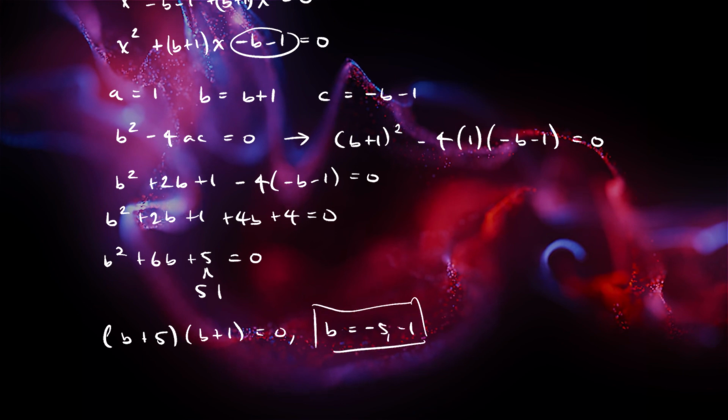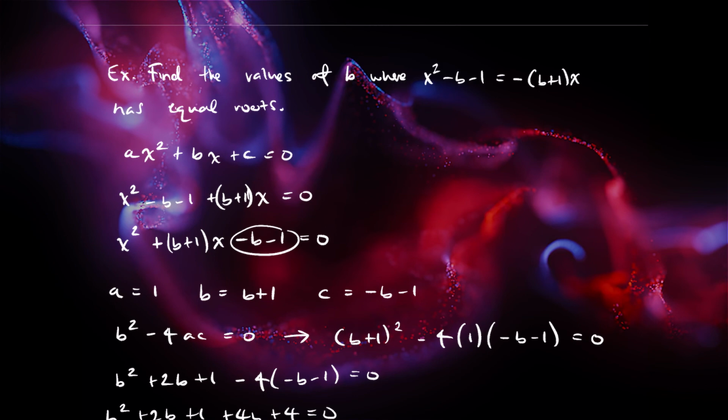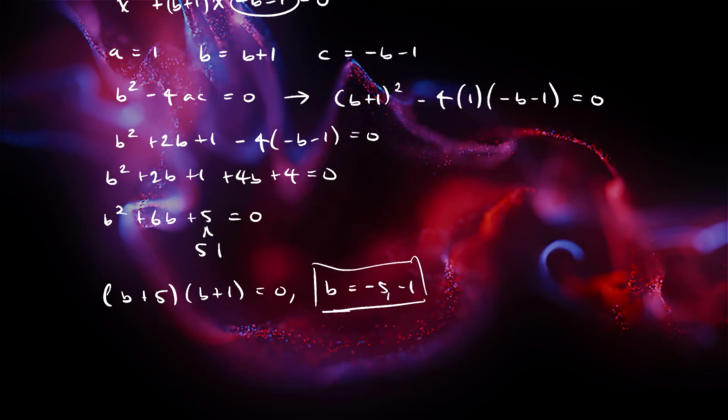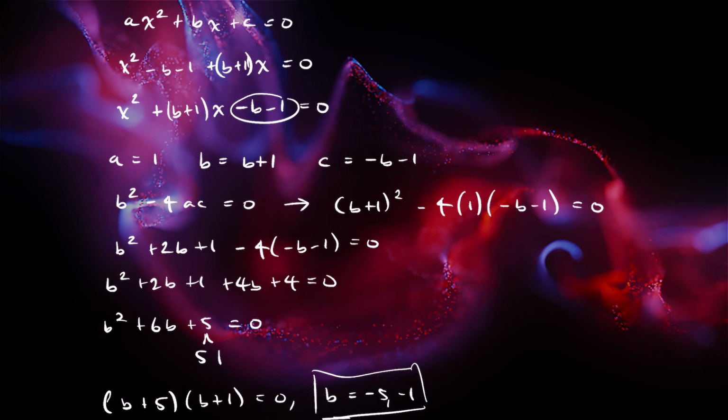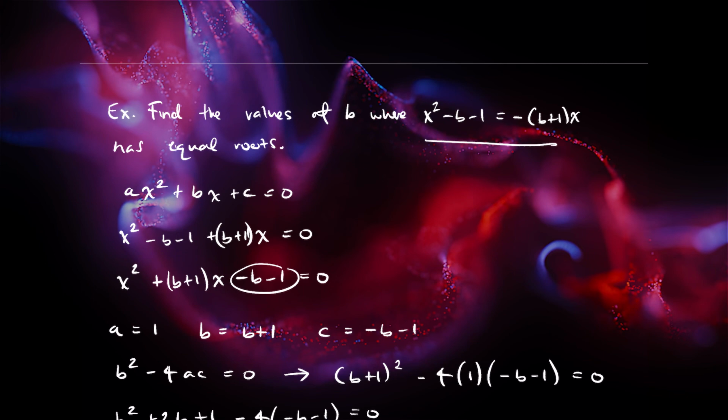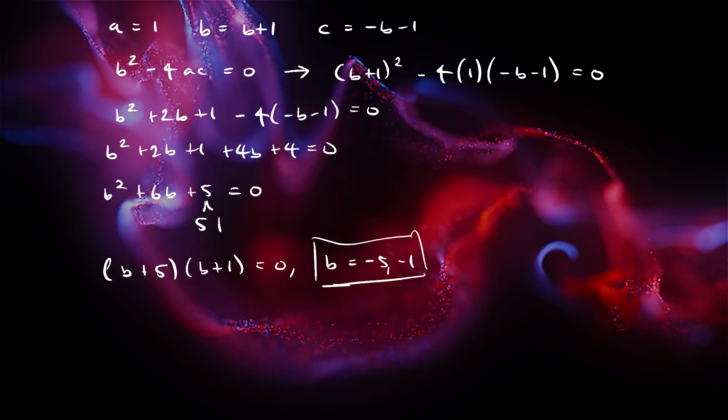Okay, and so have we answered our question? Find the values of b where these values have equal roots. Well, yes, we have. When b is negative 5 or b is negative 1, this is satisfied as an equation. Or specifically, this is satisfied to have equal roots.